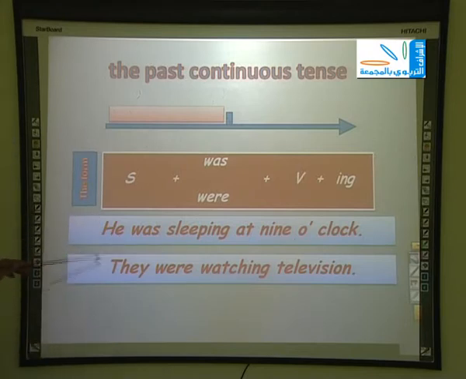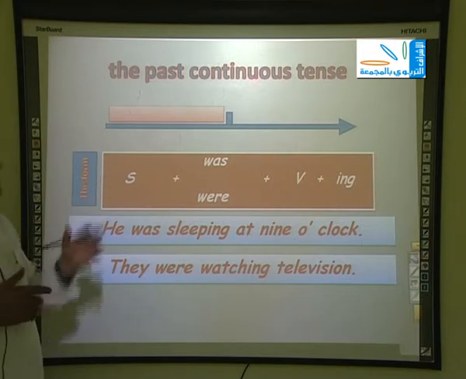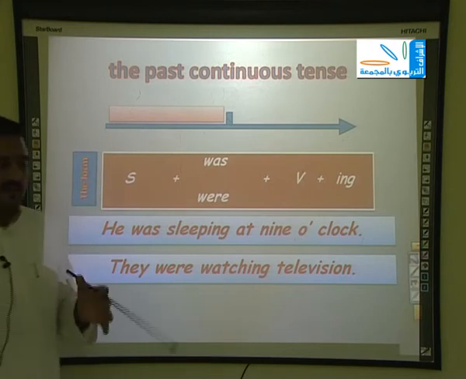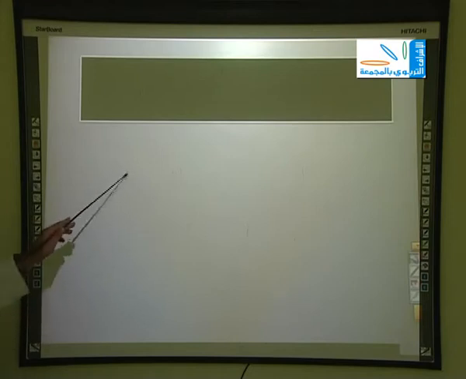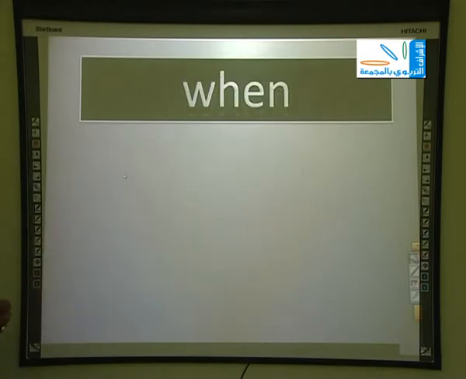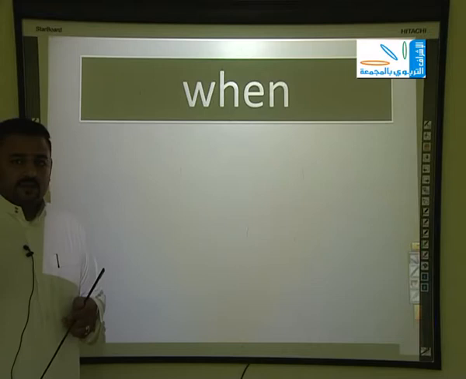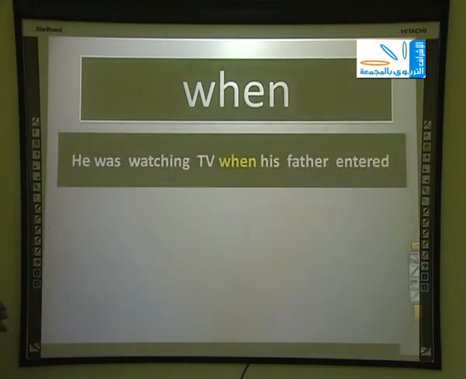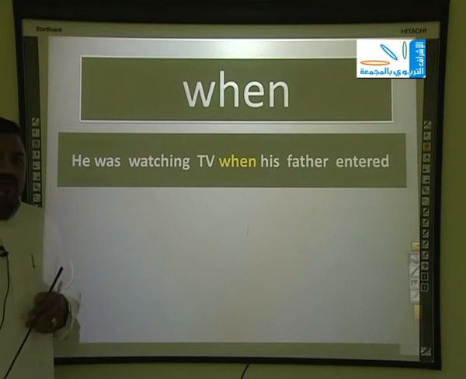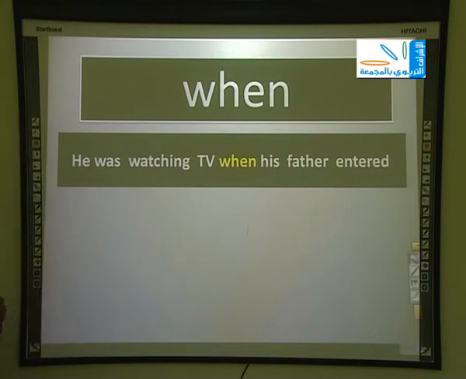As you see in these two examples, we wrote was because we have the subject pronoun he, and we wrote were because we have the subject pronoun they. This is how to form the past continuous tense. After that, we are going to talk about the conjunction word when. What's when? In Arabic it means عندما.